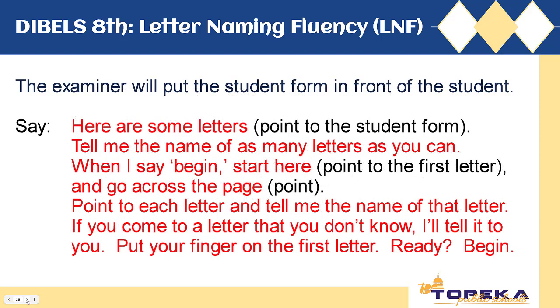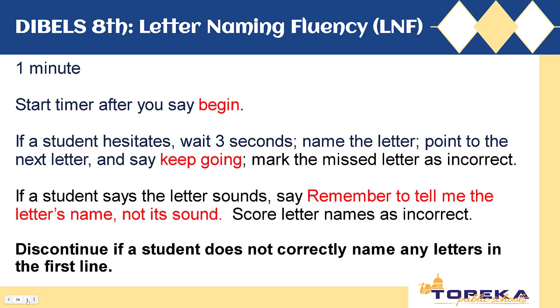What happens in this test is the examiner says, here are some letters. Tell me the names of as many letters as you can. When I say begin, start here and go across the page. Point to each letter and tell me the name of that letter. If you come to a letter that you don't know, I'll tell it to you. Put your finger on the first letter. Ready? Begin. And the student has 1 minute to name as many upper and lower cases as possible.